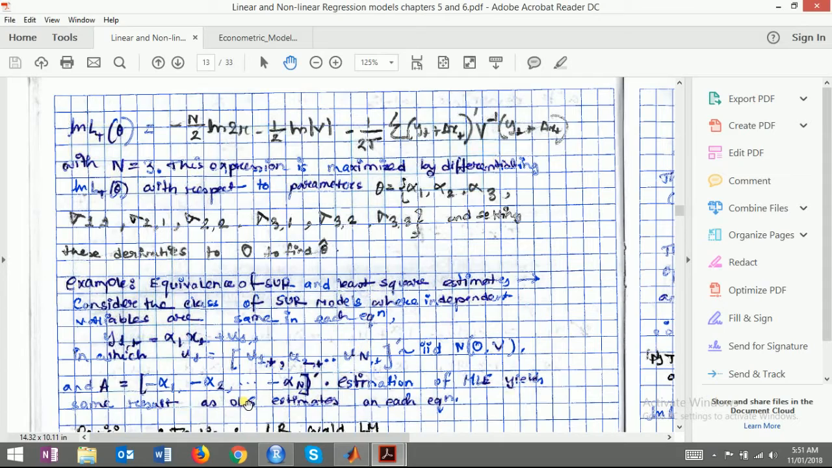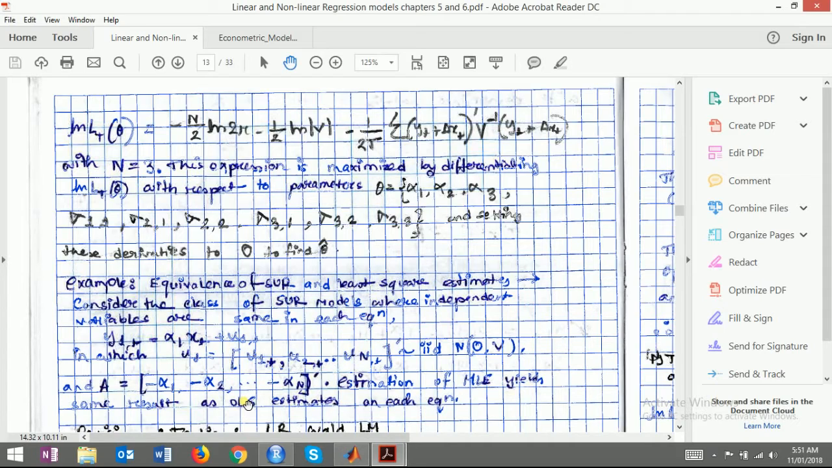So the number of unknowns is much larger, which is alpha 1, alpha 2, alpha 3. Then you have the elements from the variance covariance matrix: sigma 1 1, sigma 2 1, sigma 2 2, sigma 3 1, sigma 3 2, sigma 3 3, because you have three systems of equations. Yeah, makes sense. And setting these derivatives to 0 to find theta hat is obviously the first order condition.